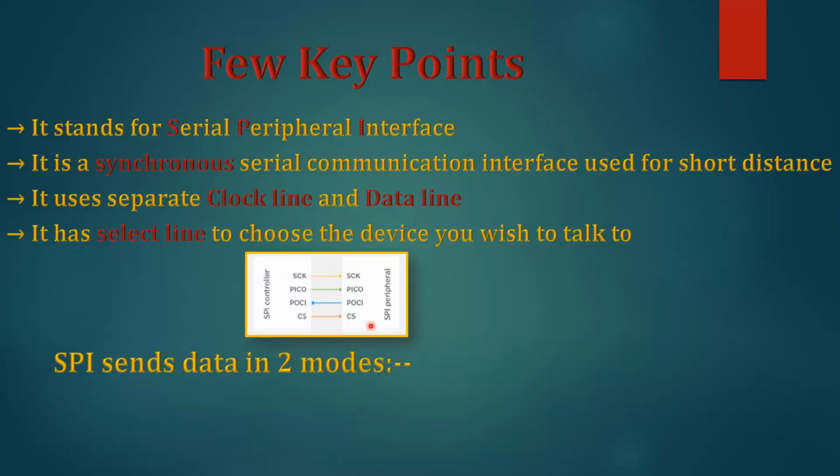The SPI sends data in two modes, that is LSB first and MSB first. LSB first means least significant bit first. If there is data of 8 bits, then the least significant bit will be sent first. That will be the mode 1. And the second one, MSB first, means the most significant bit will be sent first.